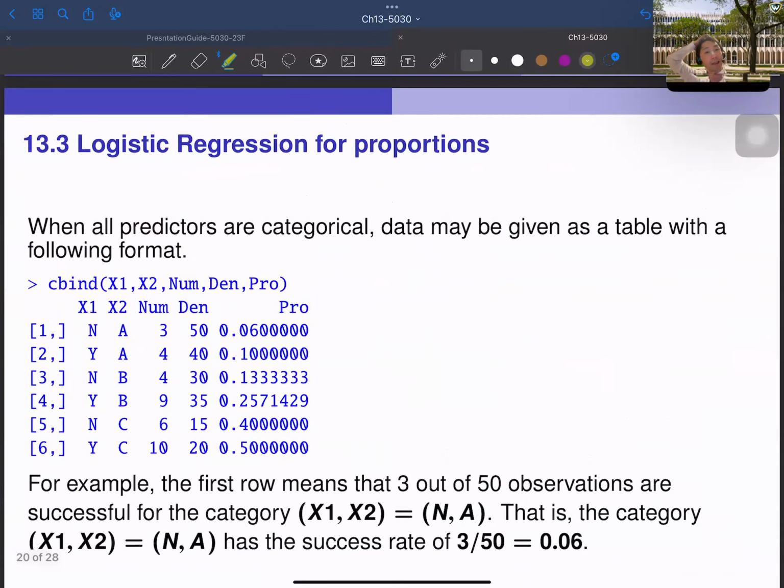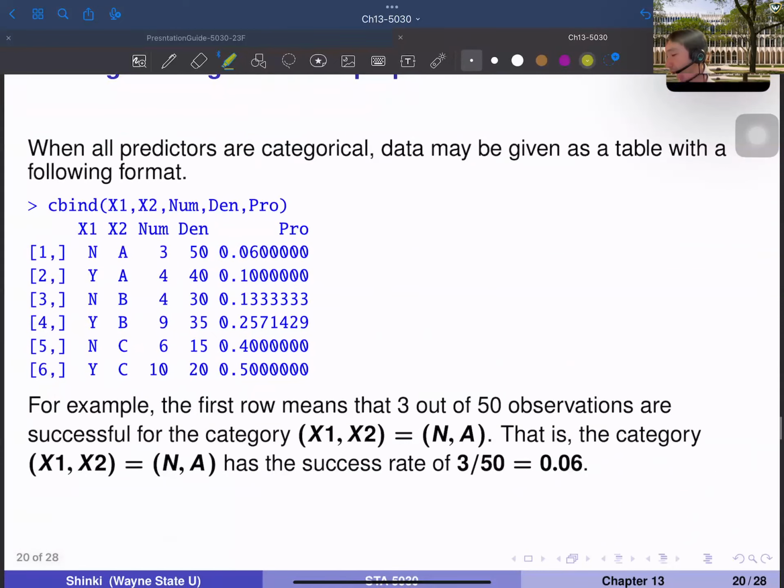Yeah, I think this is almost everything about just fitting the logistic regression. 13.3 is another version of logistic regression. It's almost the same, but the data is input in a different format. And 13.4 is about testing.